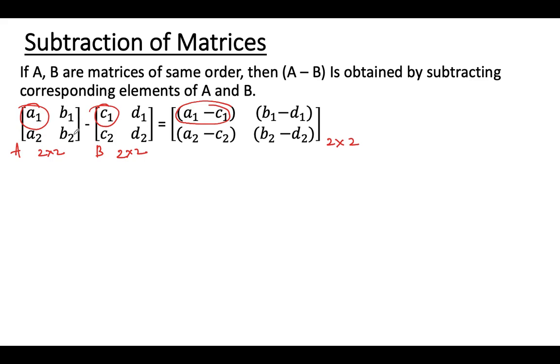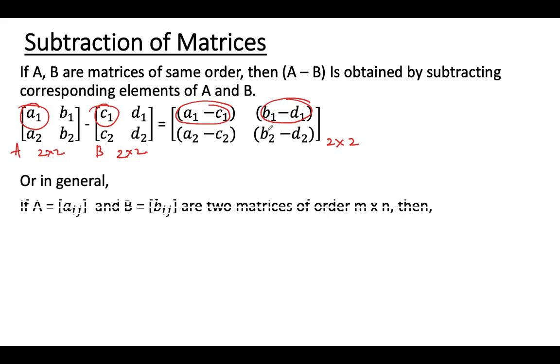Now here B1 is the second element, D1 is the second element here. When we subtract, B1 minus D1 will be the second element in the resulting matrix. So is the case with the third element, A2 minus C2, and then B2 minus D2 as the fourth element. If we want to generalize this, we can say that if A is a matrix with elements Aij and B is a matrix with elements Bij, and both A and B are of the same order m by n, then A minus B will be Aij minus Bij, and this matrix A minus B will also be of the same order m by n.